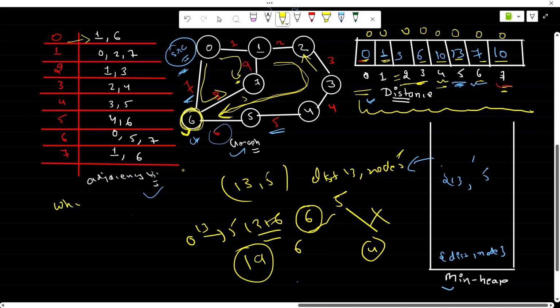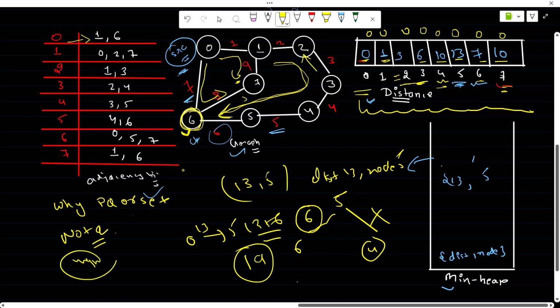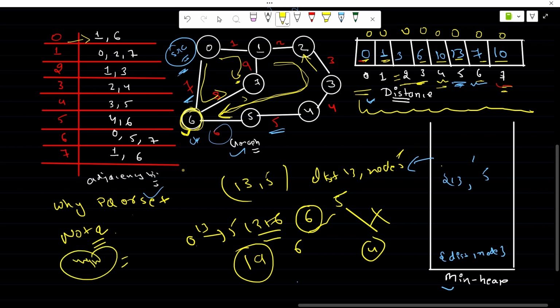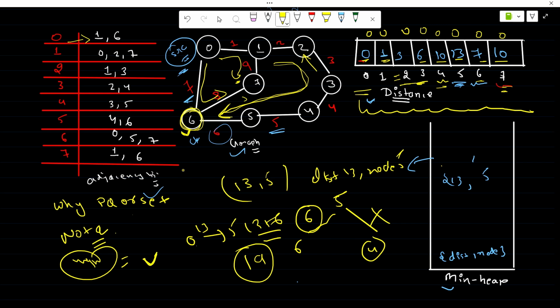So the question arises, why priority queue or set, and not a queue? The answer is, if we are using a queue, we are not going to trace the minimum. So there might be a case where we have to do some extra iterations. That's why we are not going to use a queue, right?